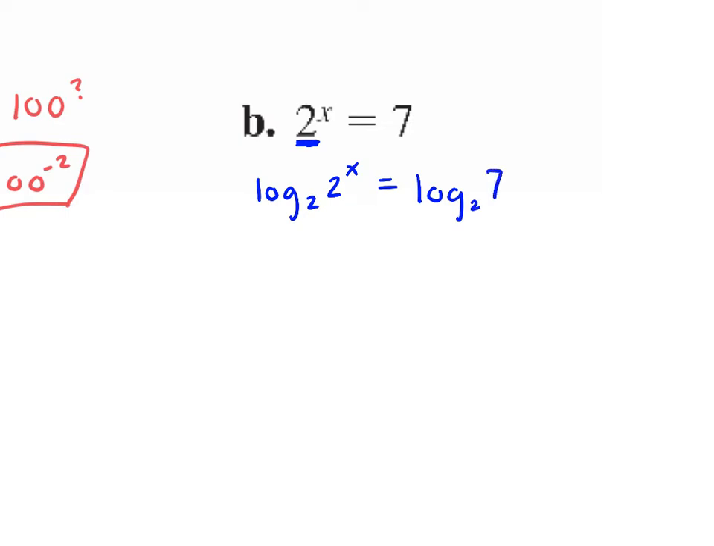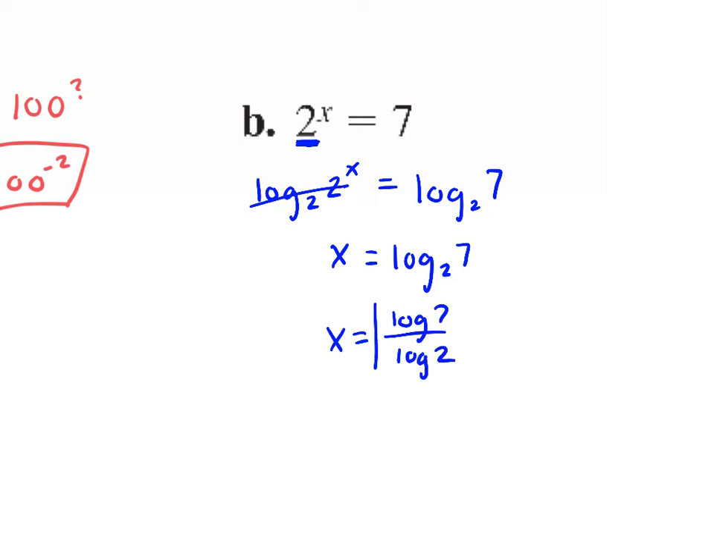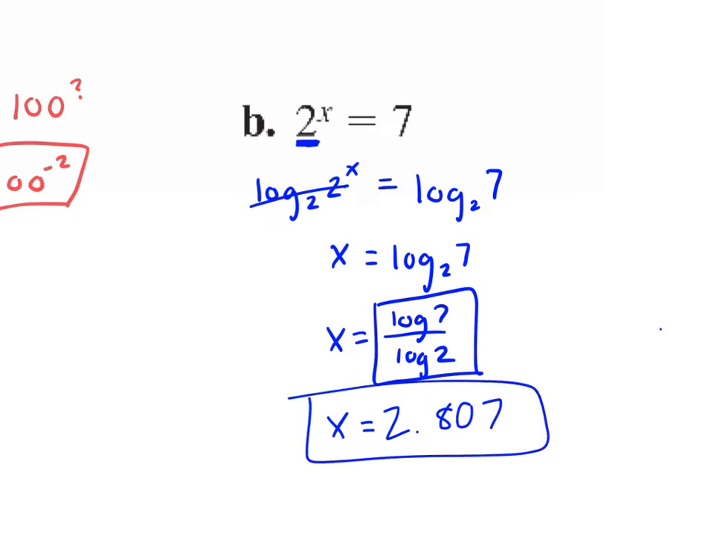What is log base 2 of 2? It cancels, so then we're just left with x. And x is equal to log base 2 of 7. And then we just want to put that into our calculator. How do we put log base 2 of 7 in our calculator? Awesome. Log of 7 over log of 2. Then we calculate this. 2.807. Everybody agrees? Awesome.